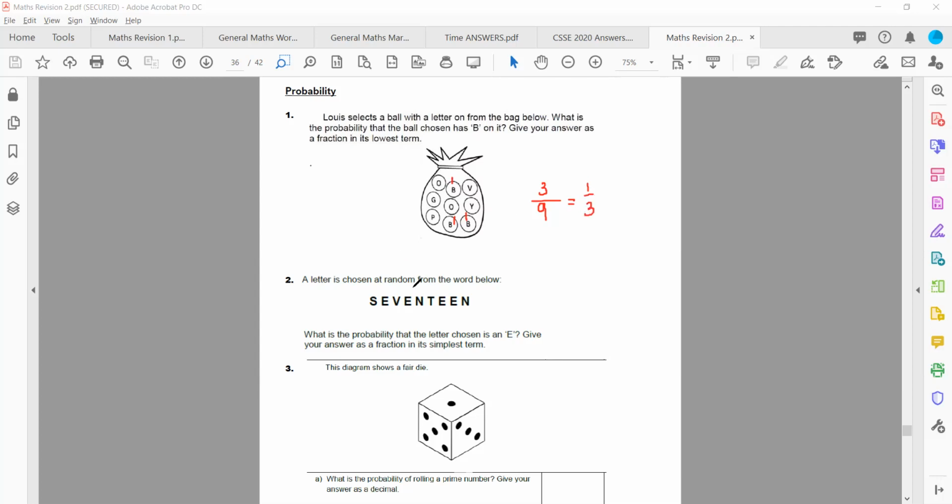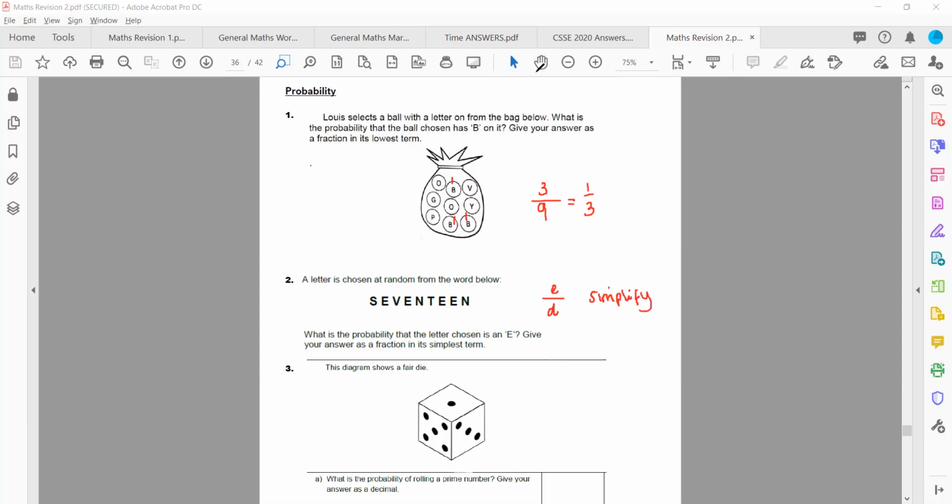Now, a letter is chosen at random from the word below. The word is 17. What is the probability that the letter chosen is an E? Give your answer as a fraction in its simplest form. So first of all, count how many letters there are in the word 17, and that will be your denominator. And then count how many E's there are in the word 17, and that will give you the probability of you choosing an E. And then simplify as required.